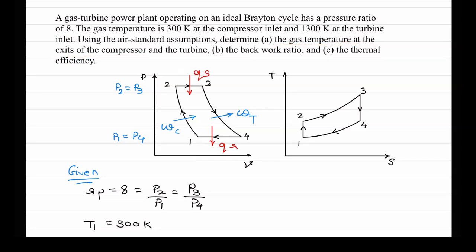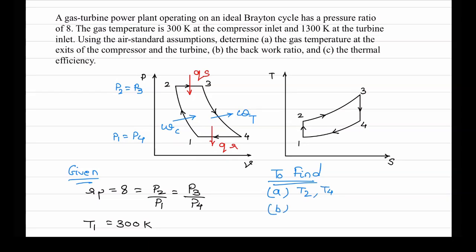So what we have to find? Part A: the gas temperature at the exit of the compressor. The exit of the compressor means it is T2. So we have to find T2, and we have to find the gas temperature at the exit of the turbine also. Turbine exit means T4. So we have to find T2 and T4.